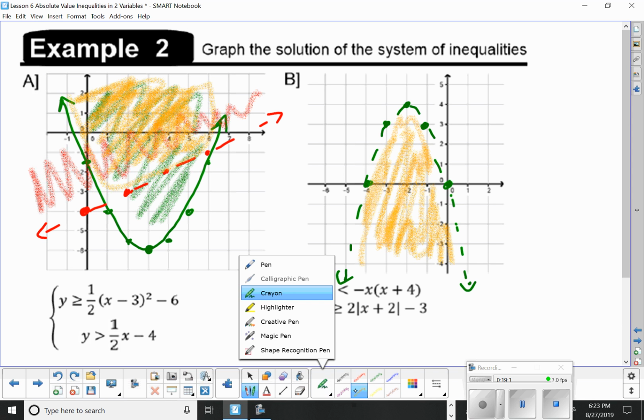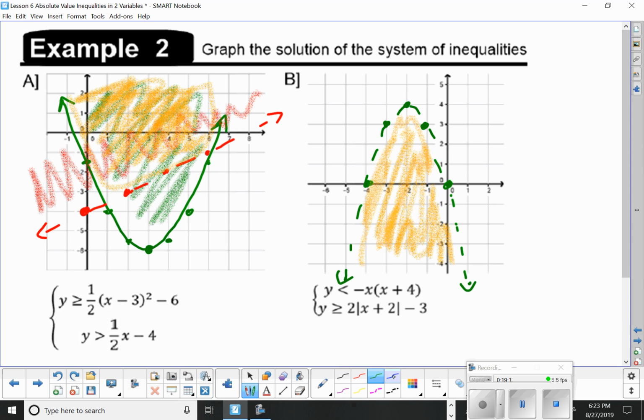The next one is an absolute value. This is a V-shaped curve. This one says I went left 2, down 3, vertical stretch 2. Left 2, down 3. There's my vertex, vertical stretch of 2. Since my pattern's 1, 1, 2, 2, I go right 1, up 2, right 2, up 4. What I do on the right, I'm going to do on the left.